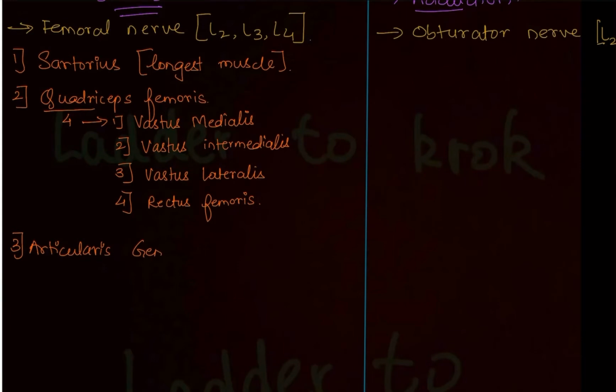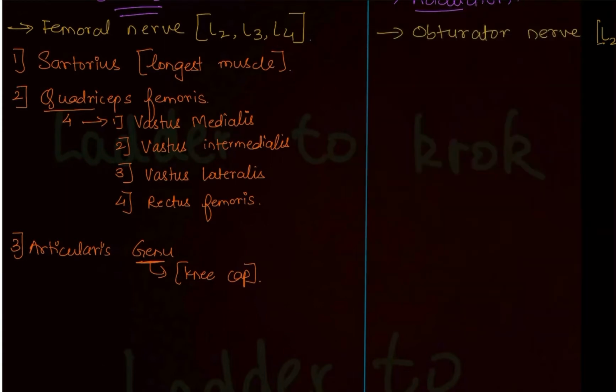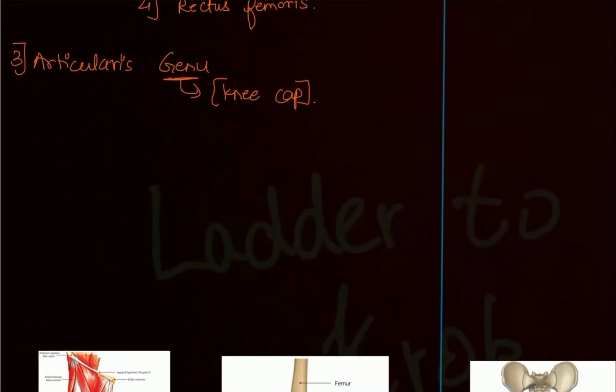Articularis genu. Now this genu means knee. So this is the muscle for the kneecap, that is patella. Now there are a few points about this sartorius muscle. It is also known as Taylor's muscle. Now its function I am writing down over here.